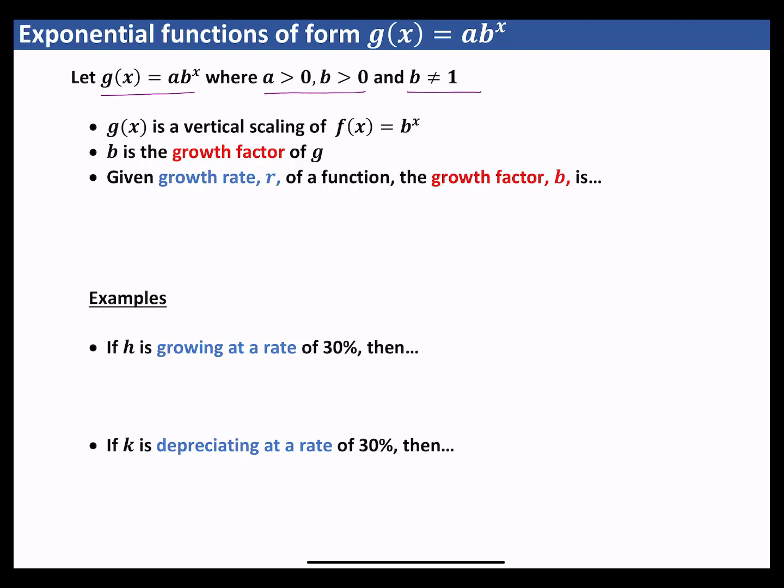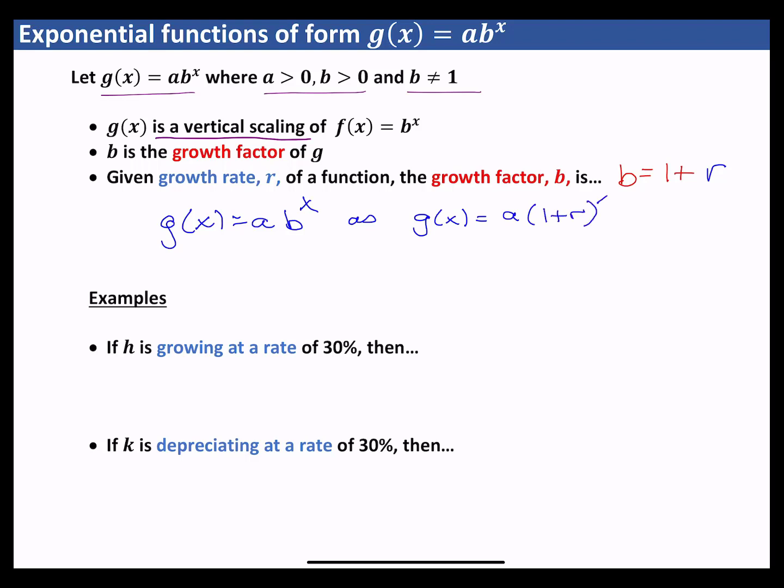Based on our earlier work with transformations, we know that g of x is a vertical scaling of f of x equals b raised to the x. We call the base b the growth factor of g. In addition, given a growth rate r of a function, the growth factor b is given by b equals 1 plus r. As a result, we can think of g of x equals a b raised to the x as g of x equals a times (1 plus r) raised to the x.